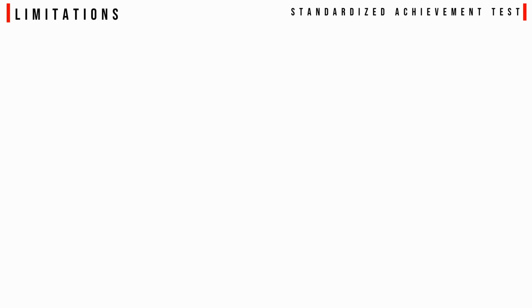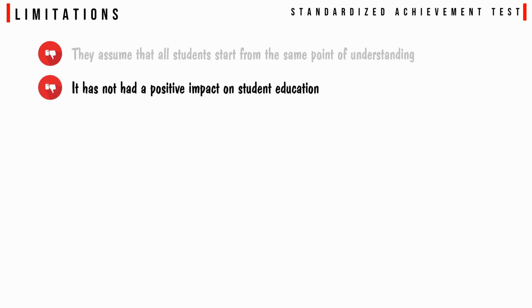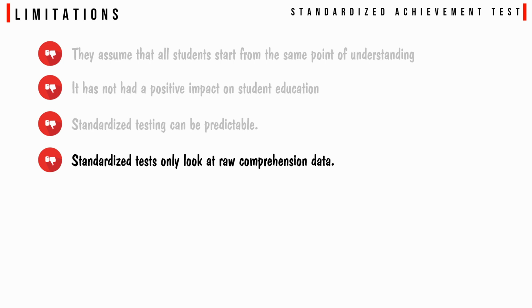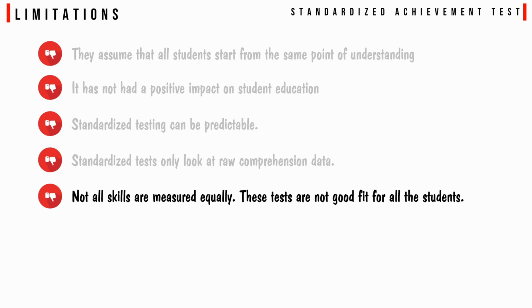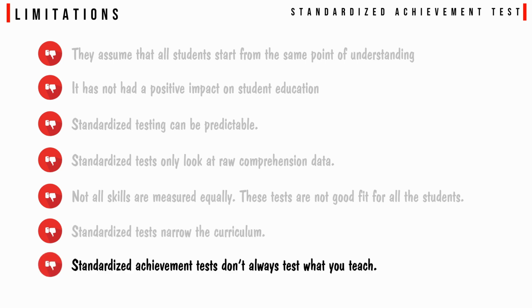Limitations of standardized achievement test. They assume that all students start from the same point of understanding. It has not had a positive impact on students' education. Standardized testing can be predictable. Standardized tests only look at raw comprehension data. Not all skills are measured equally. These tests are not a good fit for all students. Standardized tests narrow the curriculum. Standardized achievement tests do not always test what you teach.